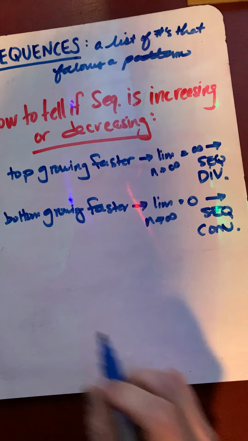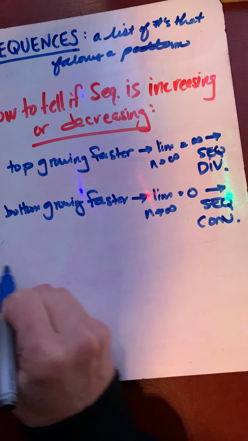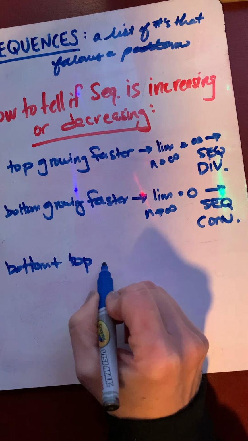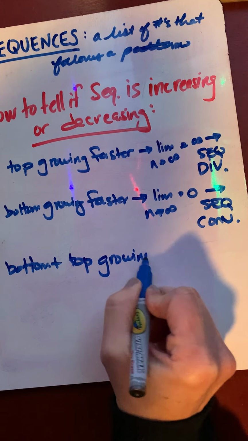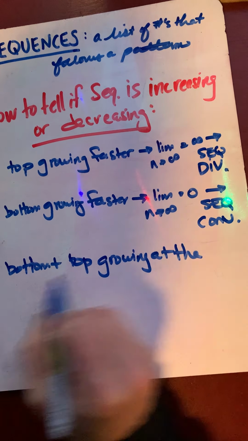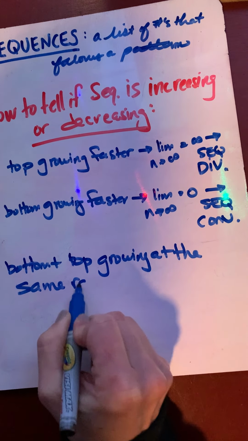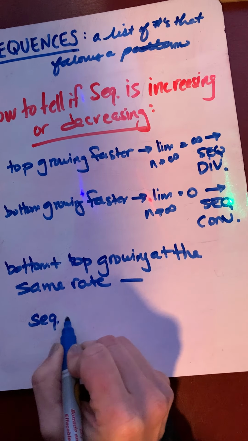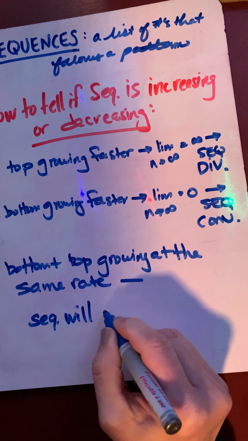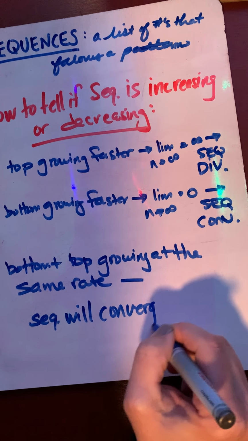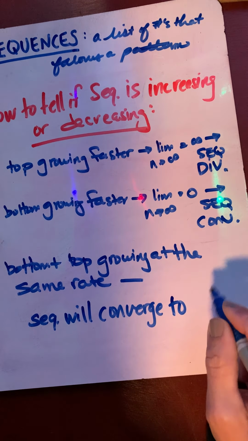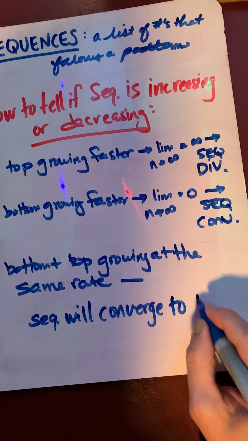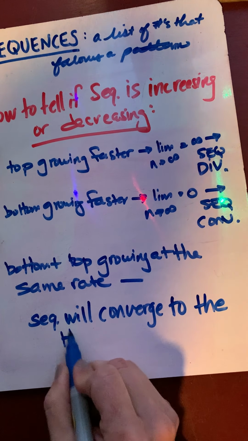Whew. And if bottom and top are growing at the same rate, the sequence will converge to, how should I say this? To the horizontal asymptote.